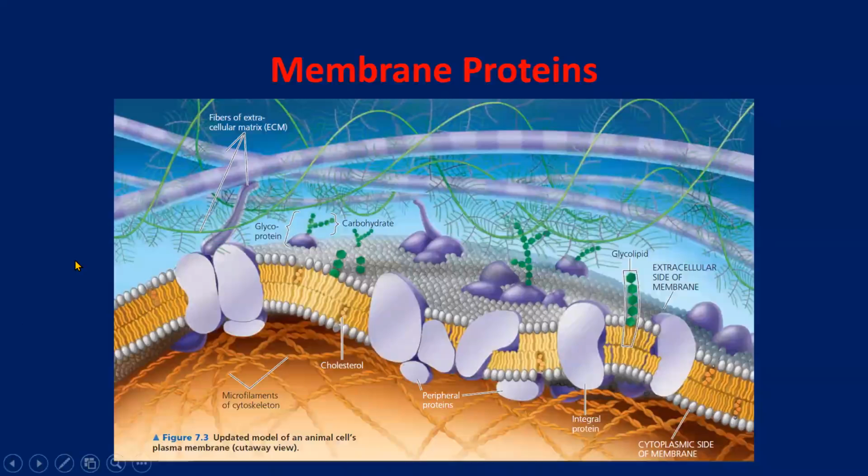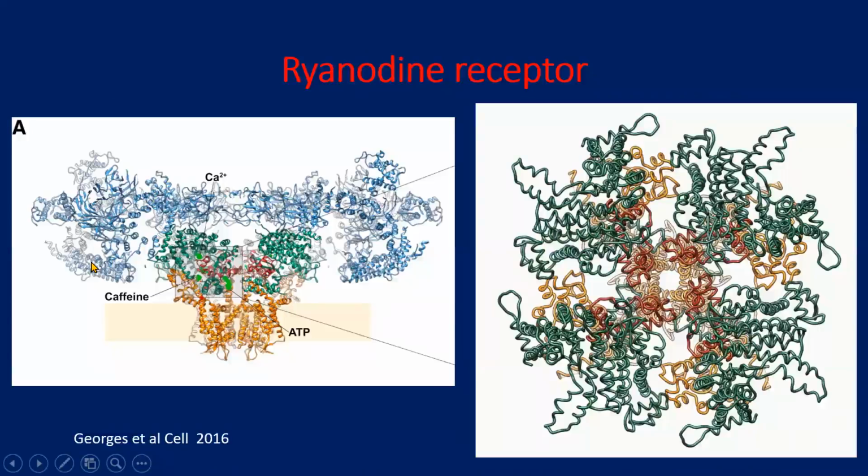Here, I'm just showing you one example of a membrane protein. This is the ryanodine receptor. The short form is RYR, and it's basically meant for the intake of calcium ions inside the muscle. The calciums are pumped from this side to the inside, and there is a selective mechanism for it.